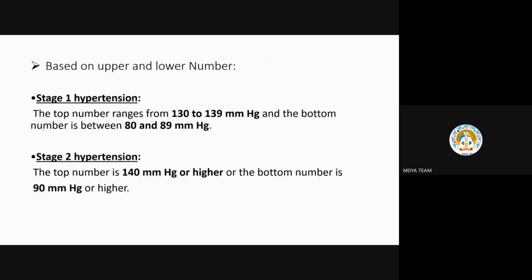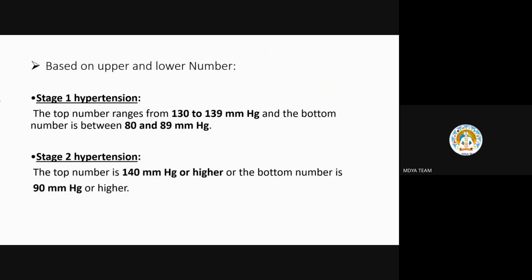For the classification, this is important. The first important part is the hypertension part. These symptoms and all are not required for this subject, but the classification is still required. Stage 1 hypertension: the top number ranges from 130 to 139 mmHg. You have to learn the ranges or changes in the numbers. This is in mmHg, mercury.